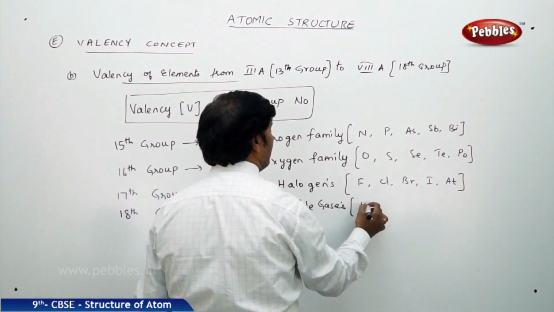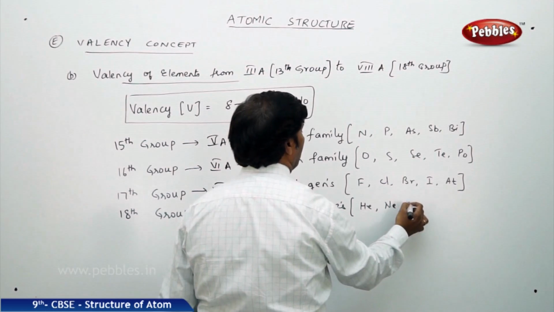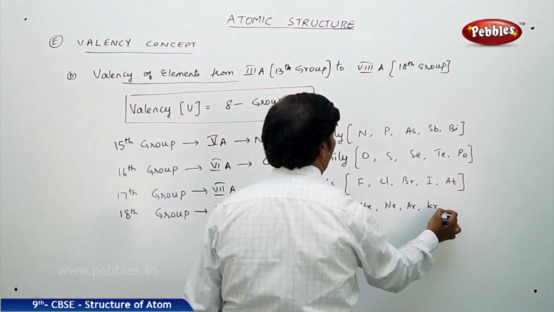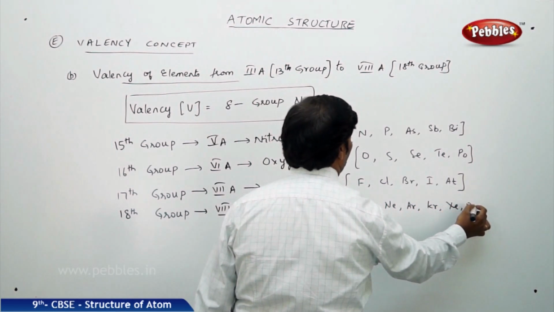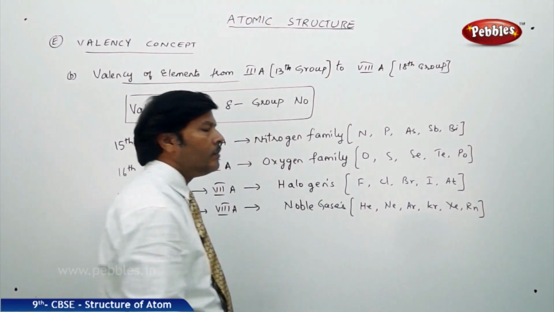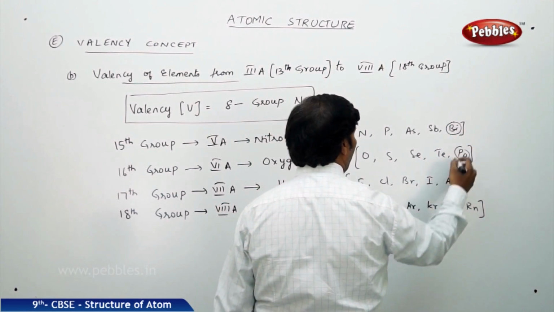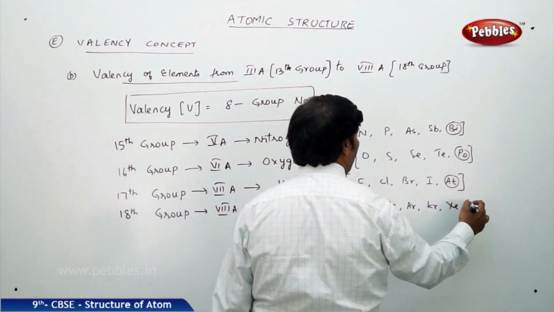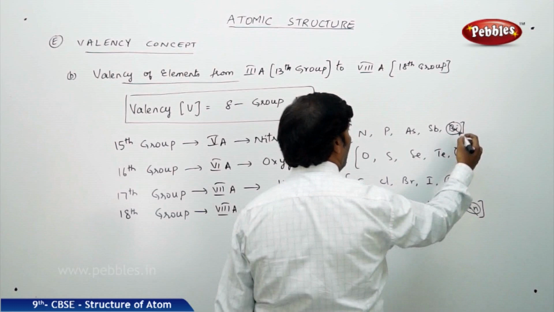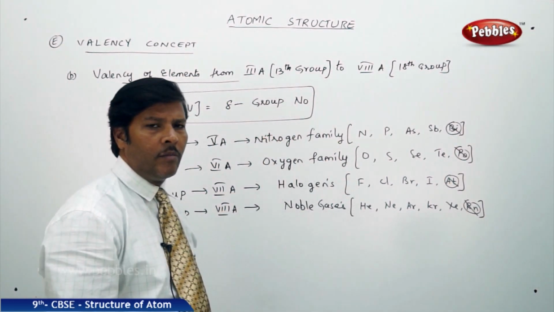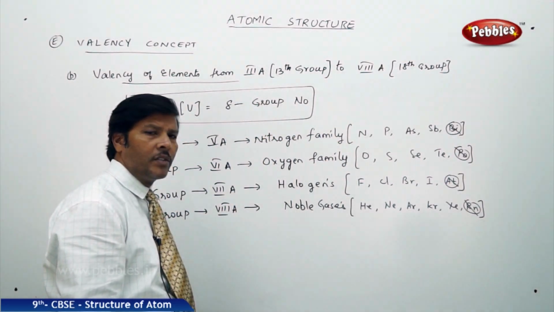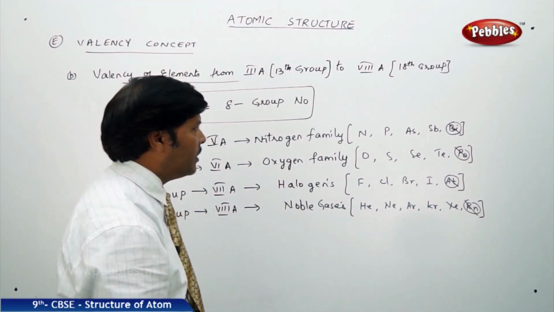So helium, neon, argon, krypton, xenon and radon. Bismuth, polonium, astatine, radon. All these are radioactive elements, so they need not be under our discussion. Let us ignore all the radioactive elements.